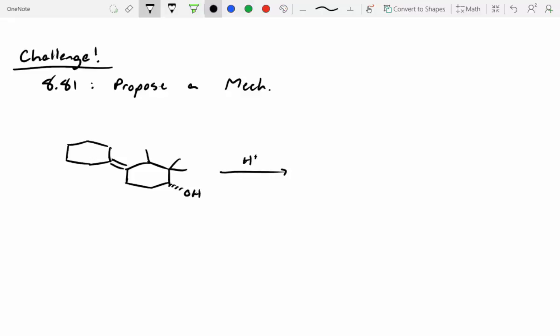And we've got catalytic acid. I'll just show that as H plus and heat. And our final product is now a different looking ring system where you've got double bonds in each cyclohexene. So let's try to propose a mechanism for this, and I want you guys to check with your neighbors, but this one's a little bit involved.